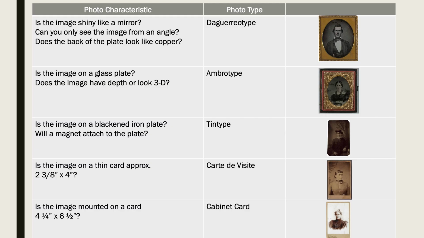Is the image on a thin card approximately 2 3/8 by 4 inches? Then you know it's a carte de visite. Is the image mounted on a card 4 1/4 by 6 1/2 inches? Then it's a cabinet card.